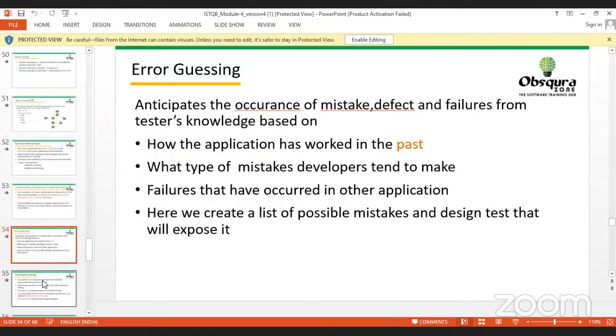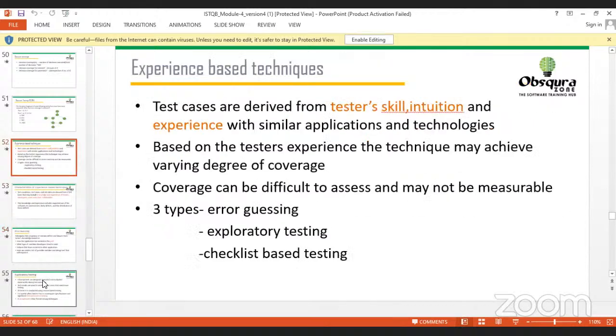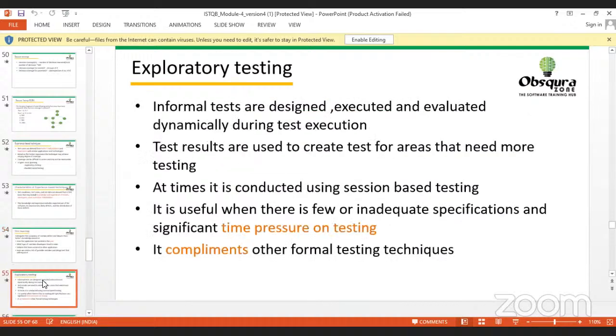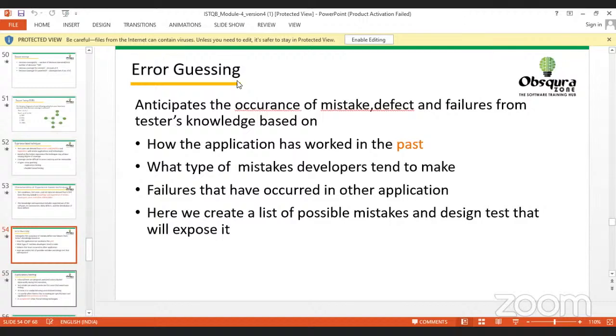Is it clear? So under experience-based testing, based on the experience of the tester, we are deriving the test cases. These are of three types, that is error guessing, where based on the errors we are finding out the test cases. Then next is exploratory testing. Till now it is clear, error guessing. These are all general terms only. You can go through it, and you can read through it also. It is all general terms, so it is easy to understand also.